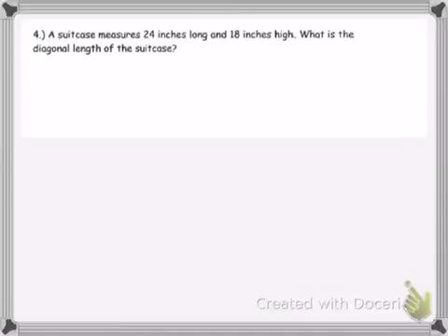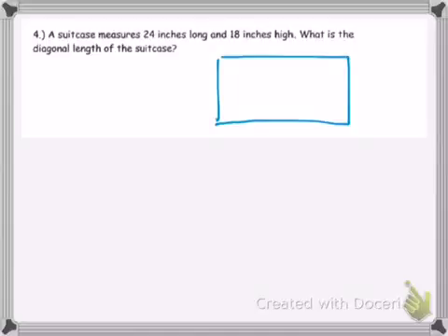Another real-life situation involves a rectangle, and this one we're told that a suitcase measures 24 inches long and 18 inches high. What is the diagonal length of the suitcase? The first thing you're always going to want to do is draw a picture when you're not provided one. So here's my suitcase, and one of the lengths of the sides is 24 inches, and one of the lengths is 18 inches.